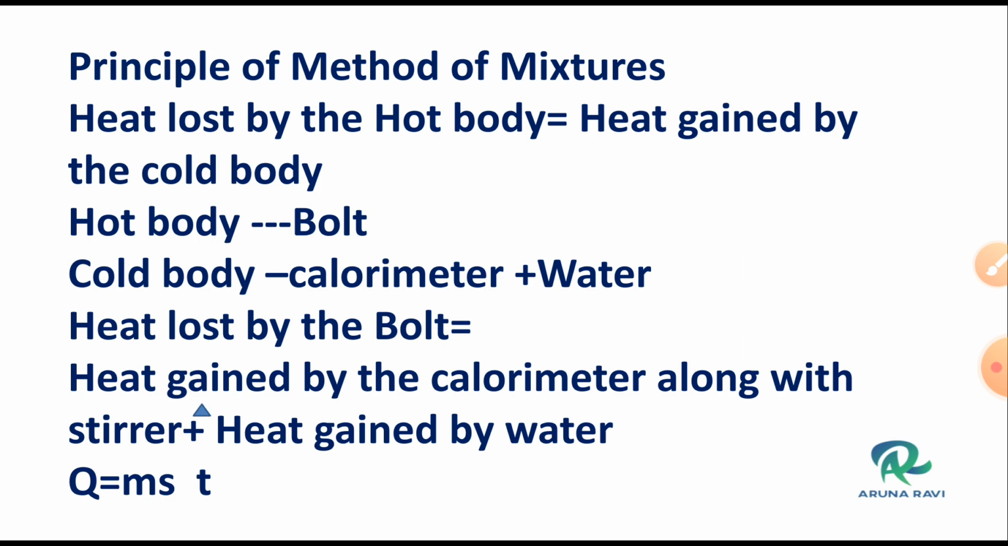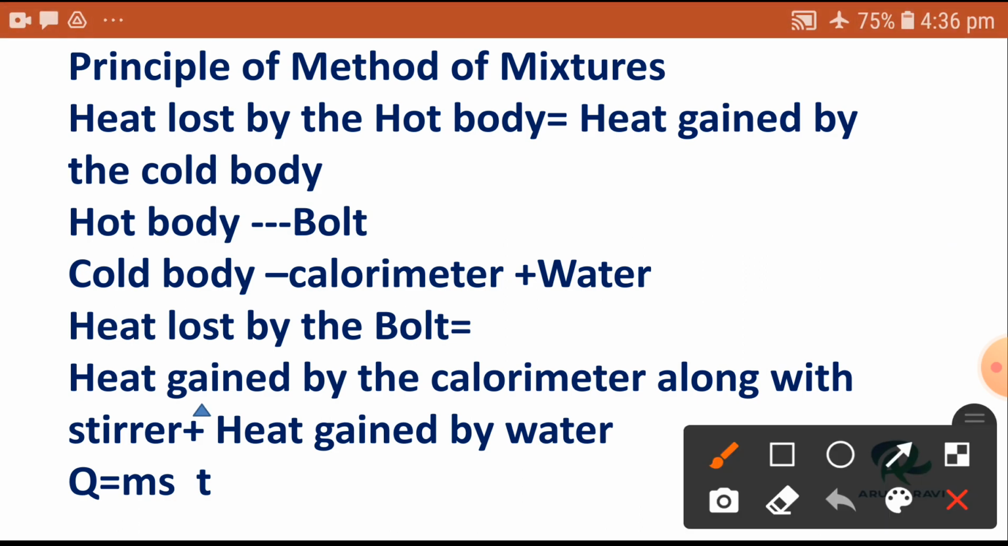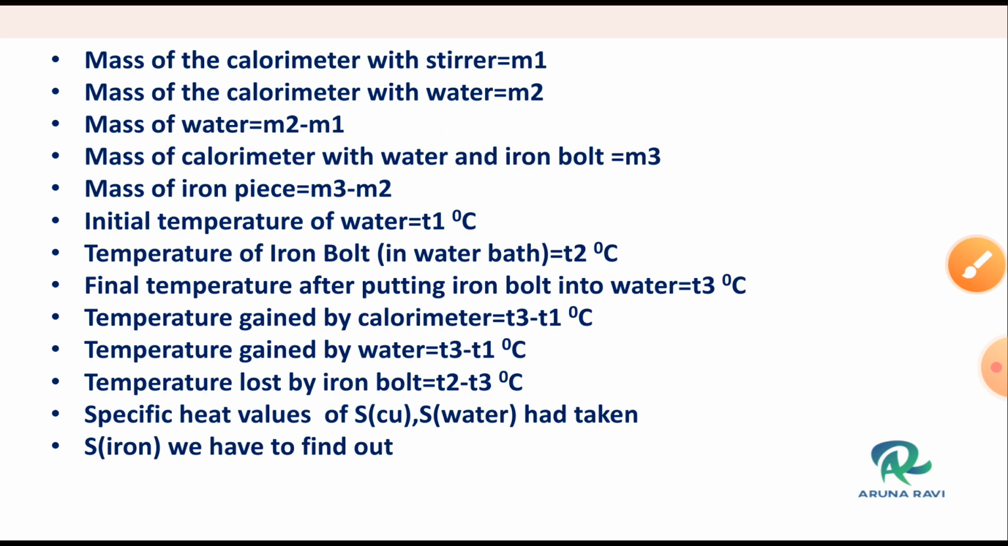For calculating heat gained by the calorimeter, heat gained by the water, or heat lost by the bolt, which formula do we have to use? Q is equal to M into S into delta T. We have to use the formula Q = M S delta T.